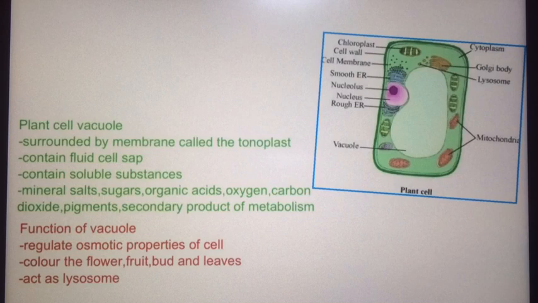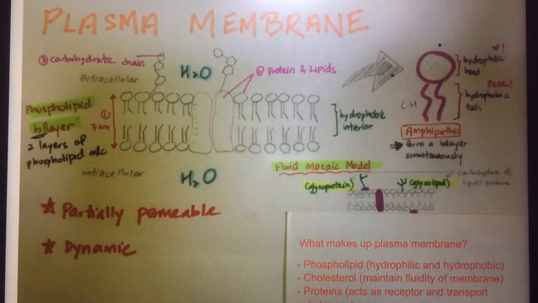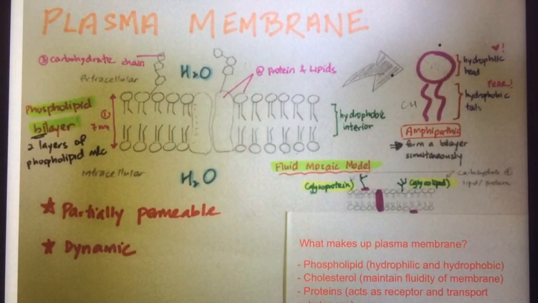Sometimes it contains pigments in solution, including anthocyanins, which color the flowers, fruits, buds, and leaves. They are important in attracting insects and birds for pollination and seed dispersal. Sometimes plant vacuoles contain hydrolytic enzymes and act as lysosomes. All the organelles are suspended in the cytoplasm, which is surrounded by a plasma membrane. What makes up a cell membrane actually? Alright, so we have phospholipid, cholesterol, and proteins which make up the cell membrane or plasma membrane.